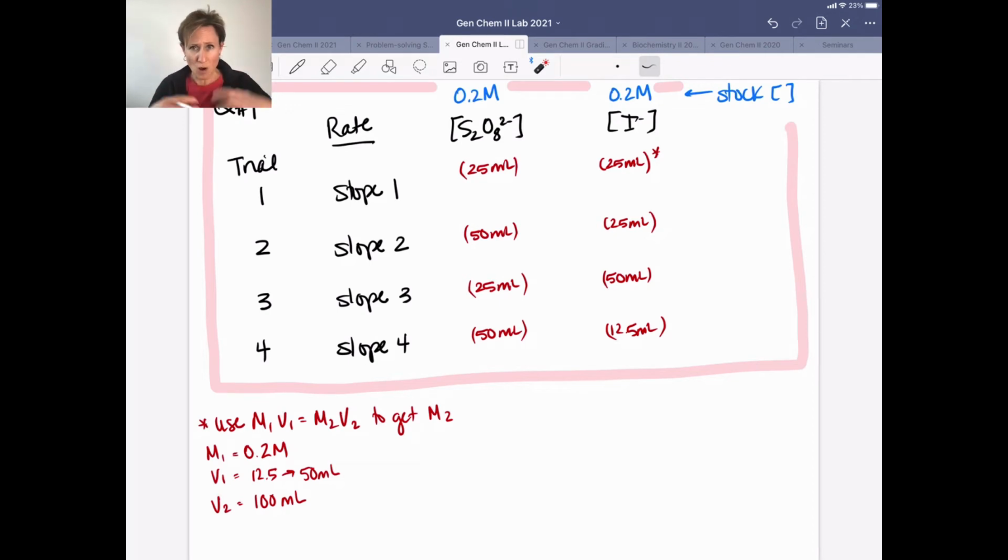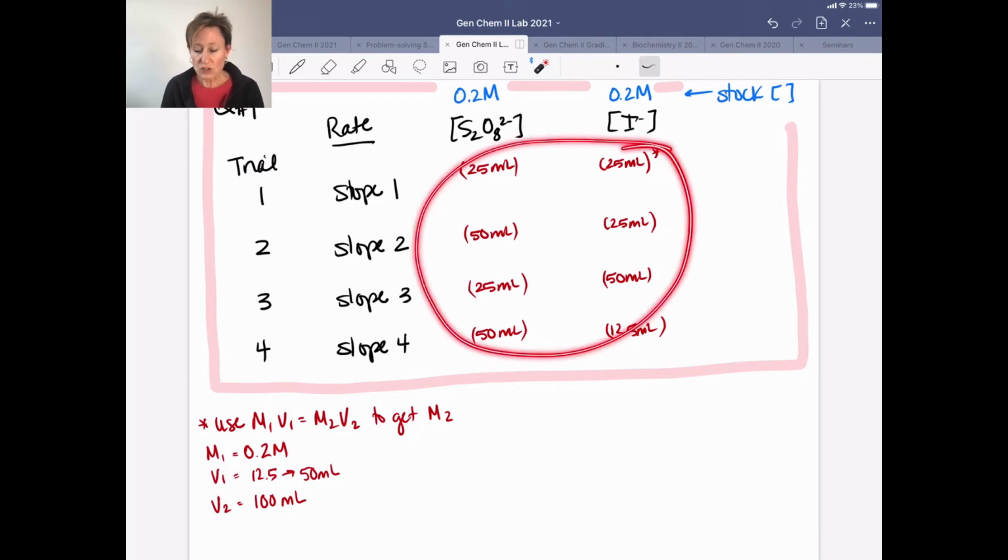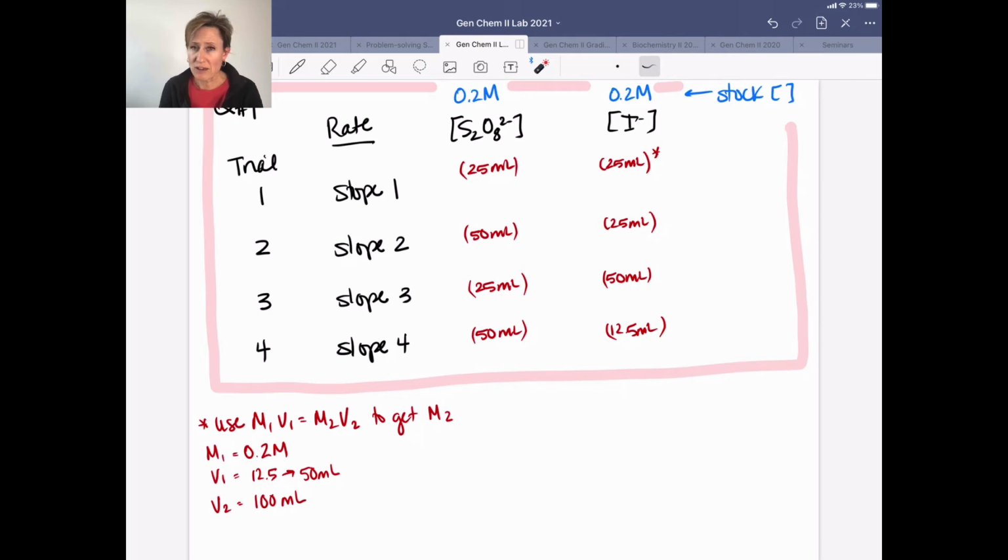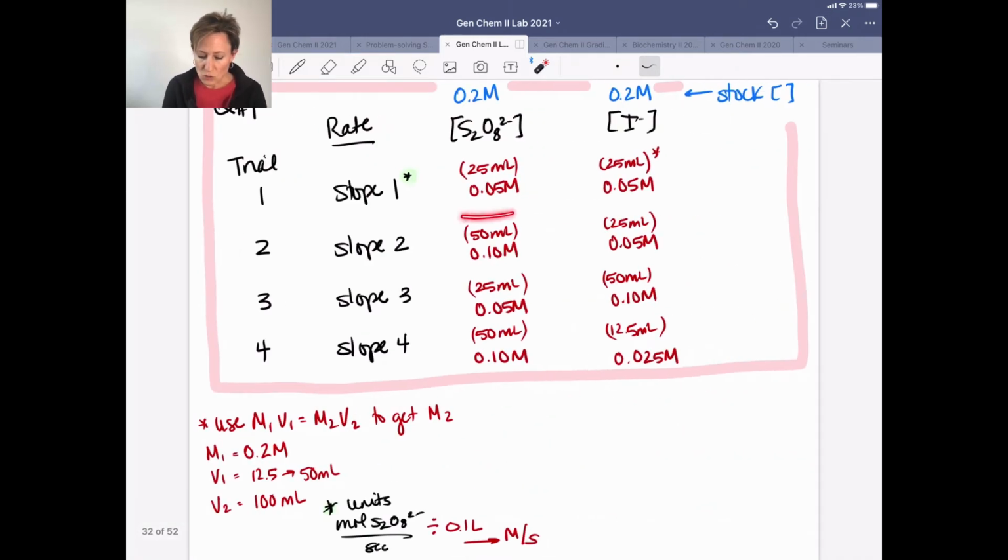Remember, when we're mixing all of these things together, they're diluting each other. So we have to consider what the total volume is, which is going to be 100 milliliters. And then for each of these, we can figure out what the new concentration is. All right, so make sure you understand how to do those calculations. You're going to do them for your unique data from this year's experiment, but you will be able to get concentrations of each of these reagents as they are relevant for the 4 different trials.